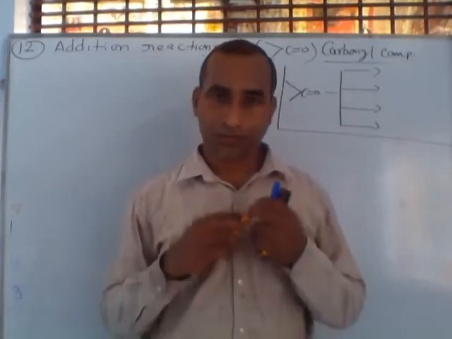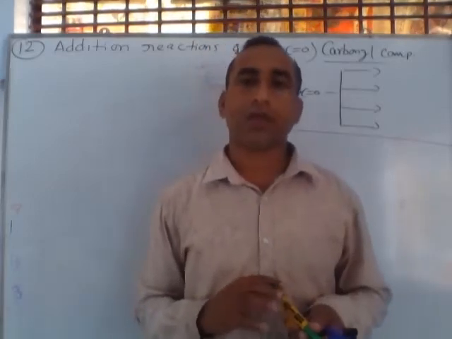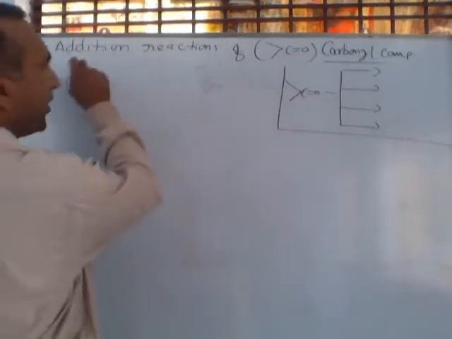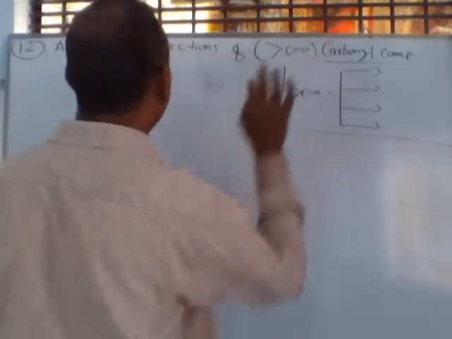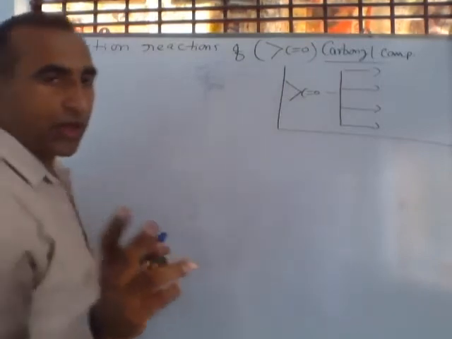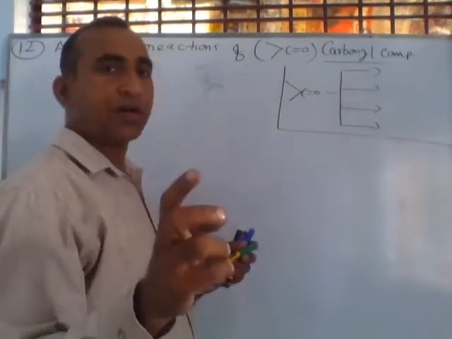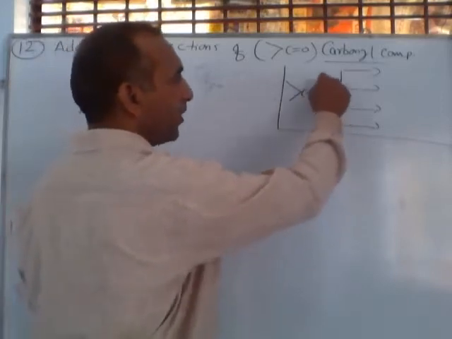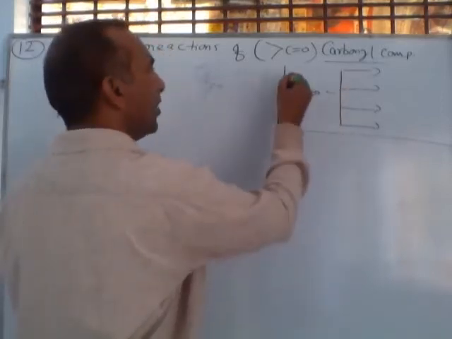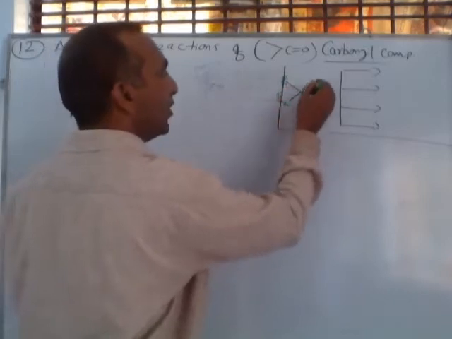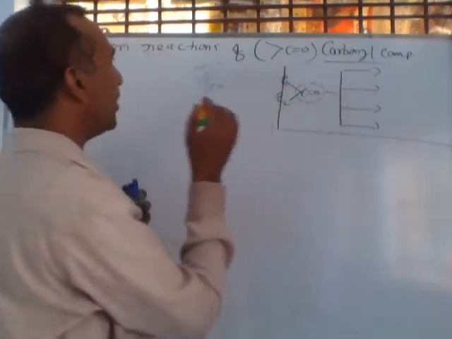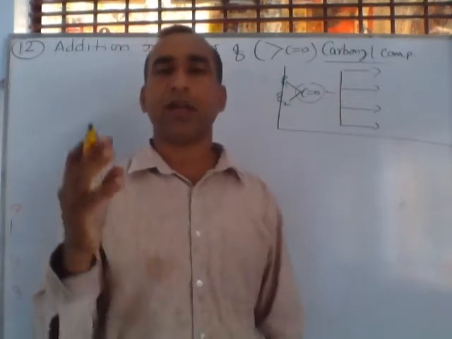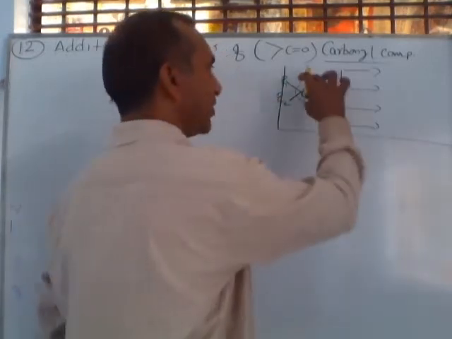Dear students, Namaskar. We are continuing with addition reactions of carbonyl compounds from chapter 12, aldehyde, ketone and carboxylic acid. A compound having this type of functional group, where R1 and R2 may be different, is called a carbonyl compound. In case of addition, something will add on this group.